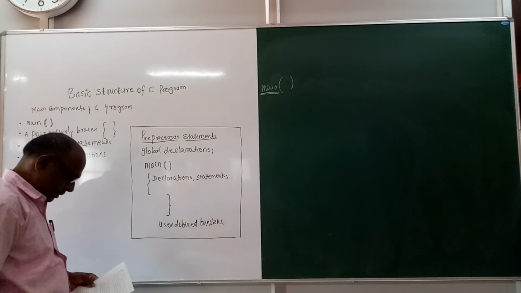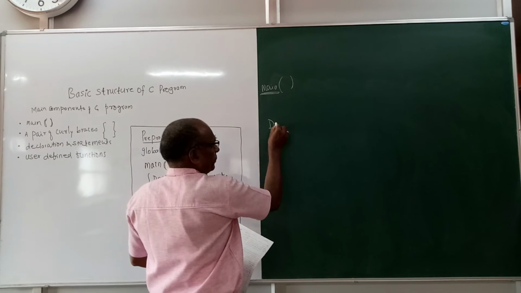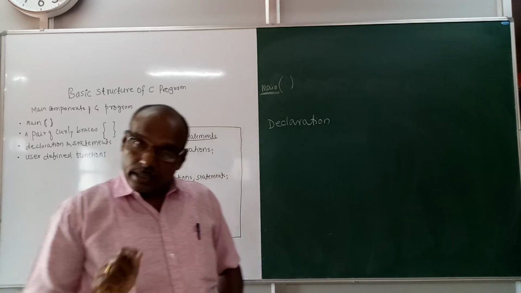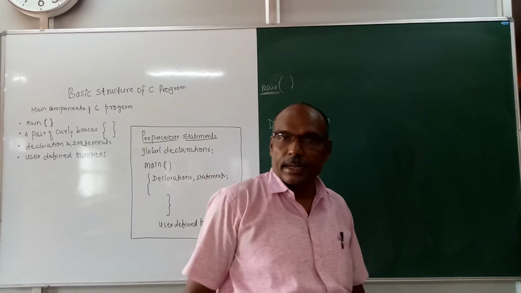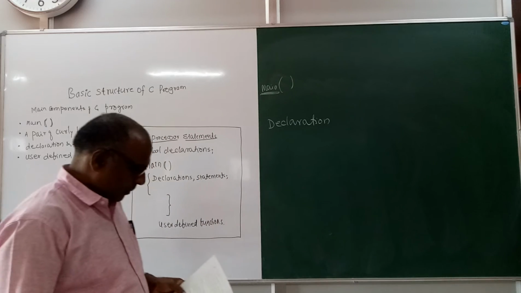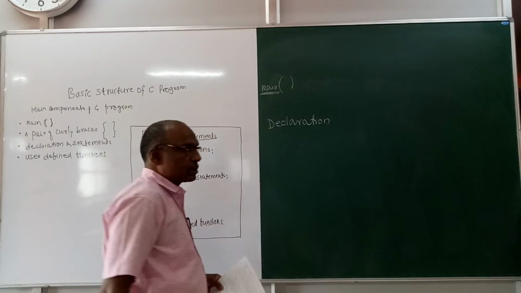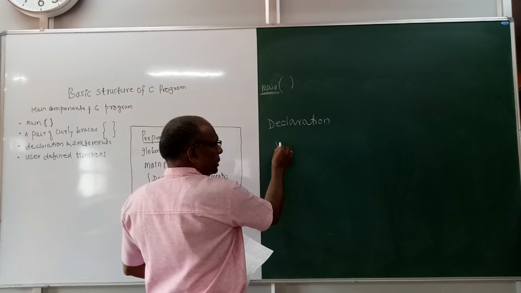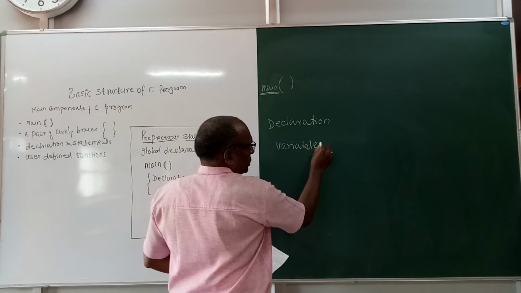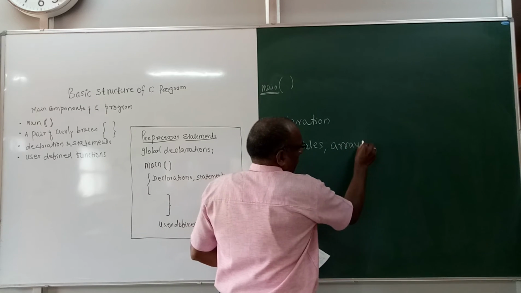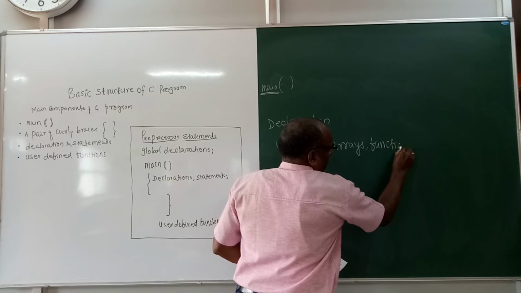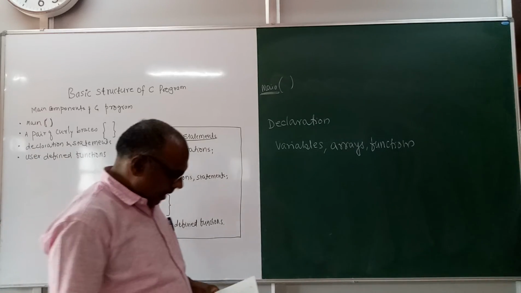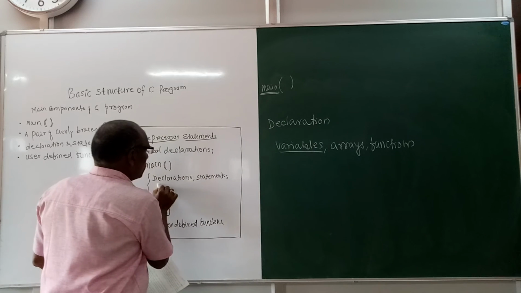Let's go inside this. What is called a declaration? Declaration is a part of a C program where all the variables, arrays, functions, etc. used in the C program are declared. Arrays are a different concept, we are going to discuss them. They are declared in the declaration portion.